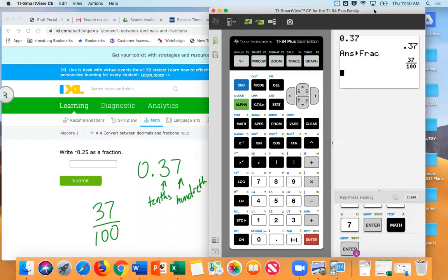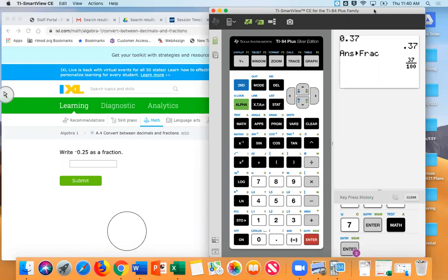So for this one, we have negative 0.25. And Ellie, what place value is that 5? Do you remember? I just had it on the board. Yeah, isn't it the hundredths? Hundredths. So this is going to be negative 25 out of 100.